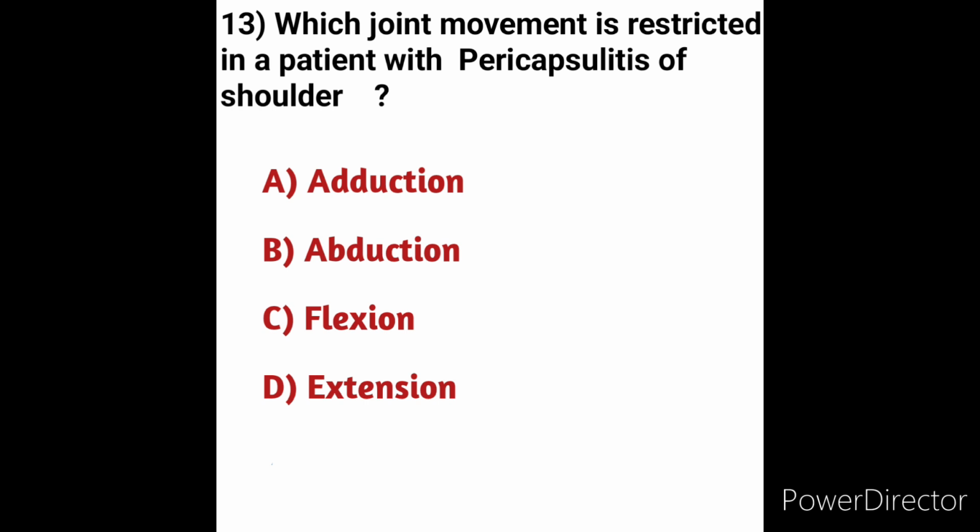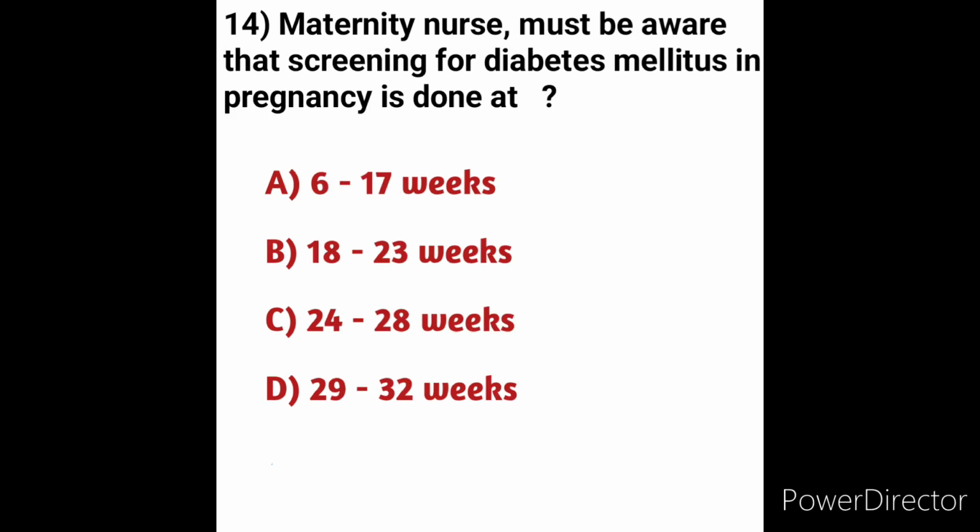What is pericapsulitis? We have to know first. Pericapsulitis means the shoulder joint movement is restricted. It is also known as frozen shoulder or adhesive capsulitis. This is one of the painful conditions. The movement that is most severely inhibited is external rotation and adduction. Here option A is the correct answer, adduction of the shoulder. Next we will move on to question number 14. A maternity nurse must be aware that screening for diabetes mellitus in pregnancy is done at.